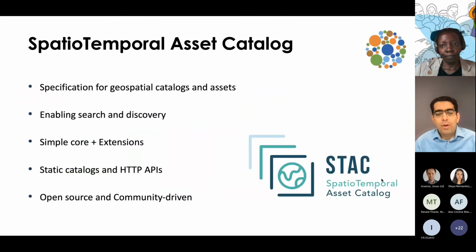I mentioned STAC, or Spatio-Temporal Asset Catalog. This is the standardization that is powering MLHub. It is a way of storing your metadata in terms of what this geospatial asset is that I'm storing in my catalog, in this case the MLHub catalog. It's a very simple JSON-based metadata specification. It has static catalogs, and it also has an API definition.